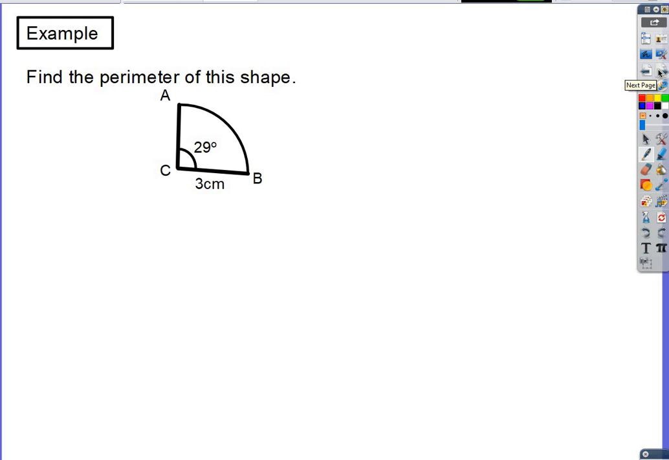Okay, it's asking you to find the perimeter of this shape. So to find the perimeter, we're given the radius of this sector, which is 3 centimetres. We know that this side here is 3 centimetres. The perimeter is the distance around the outside of a shape. So we need to find this length here. And this is an arc of a circle, so we need to find the arc length, first of all.